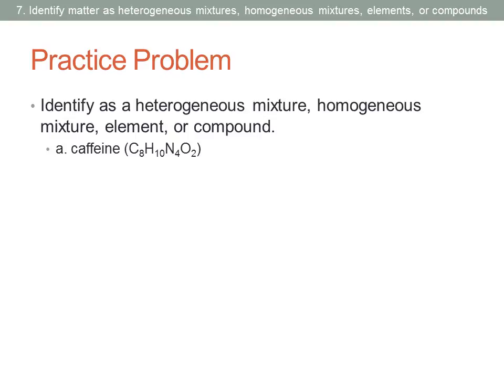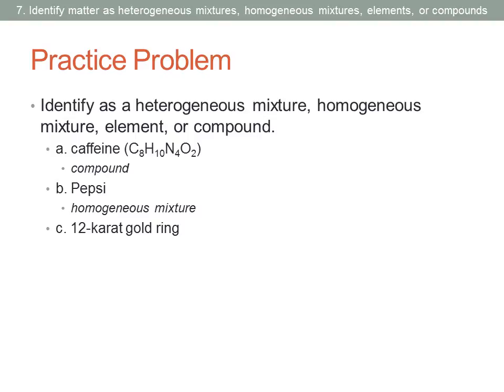Caffeine, and here you're given the formula for caffeine. The fact that you're given a formula tells you that it's a pure substance, and we can see that it's made of more than one element, so that would make it a compound. Pepsi. Pepsi would be a homogeneous mixture. Obviously, there's many different substances that make Pepsi up. What makes it homogeneous is the fact that we cannot distinguish between those substances that are in the mixture.